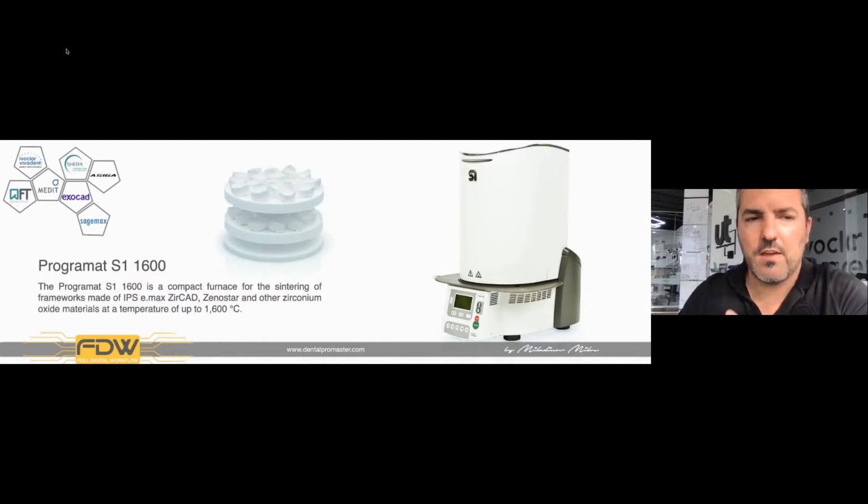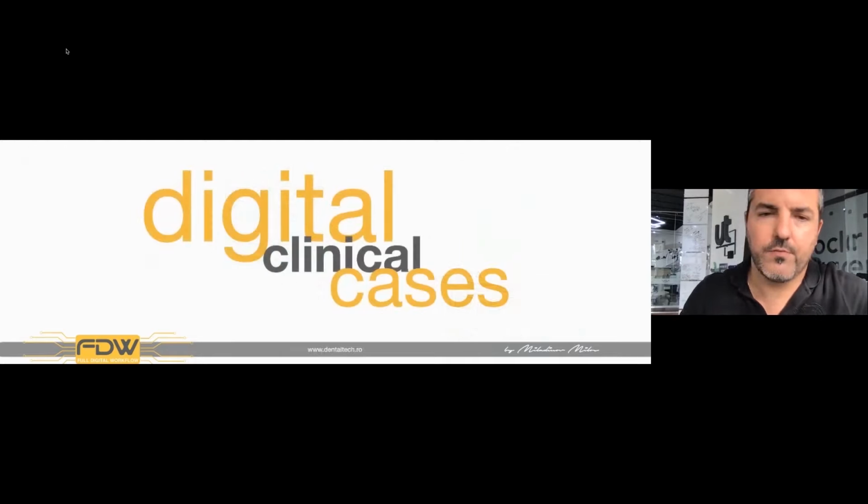To sinter, I have this furnace, the S1 1600, which is highly recommended because it's extremely fast. You can have your zirconia crowns and copings super fast, in 1 hour and a half, 2 hours. So it's very, very fast.